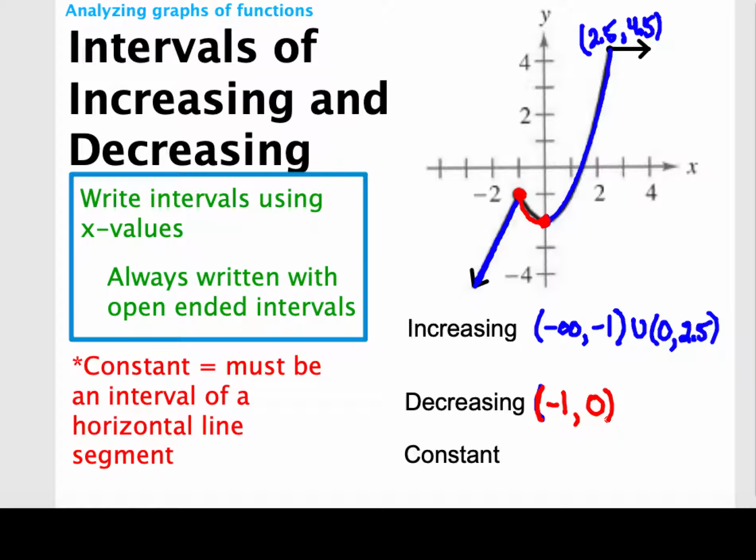And then constant has to be an interval over a horizontal line segment over here. So a constant interval would be that top portion up here. Notice we're going to start at 2.5 and we're going to travel up to infinity on that one. It's going infinitely out to the right, starting at about 2.5, going infinitely to the right.